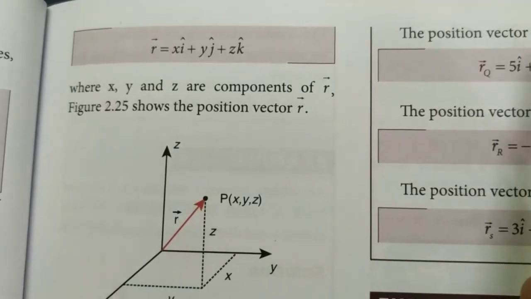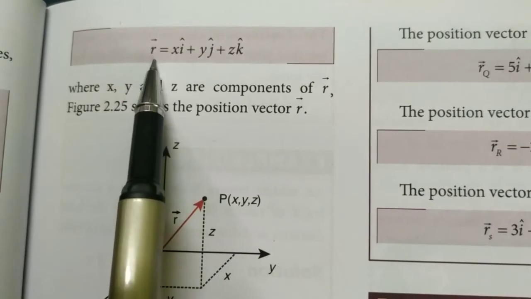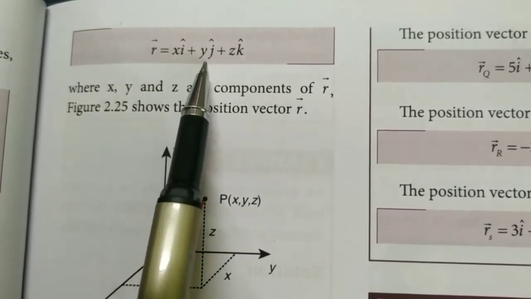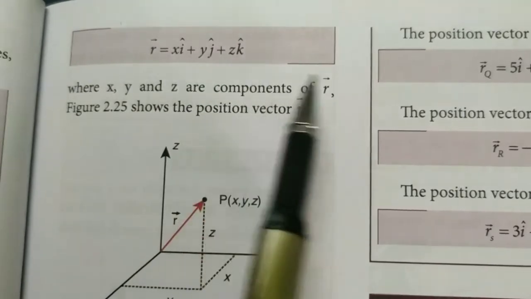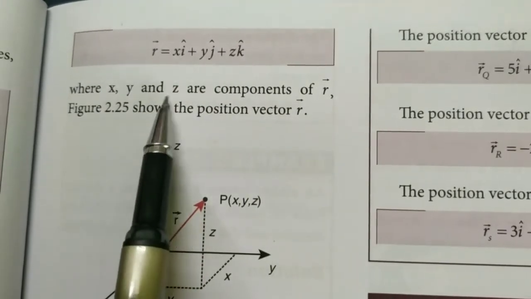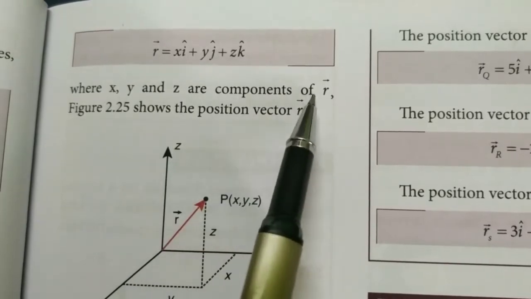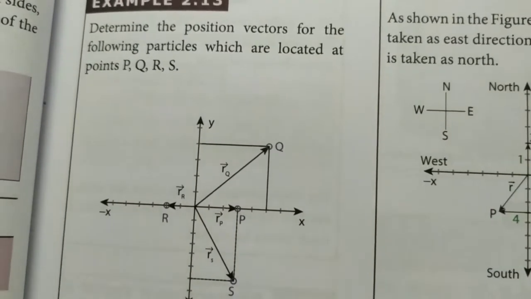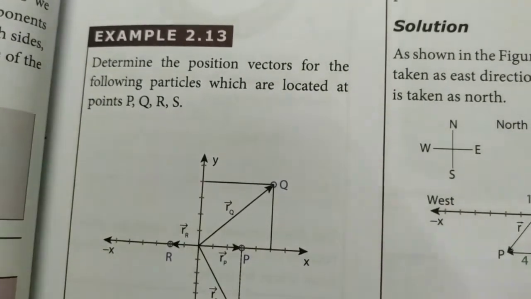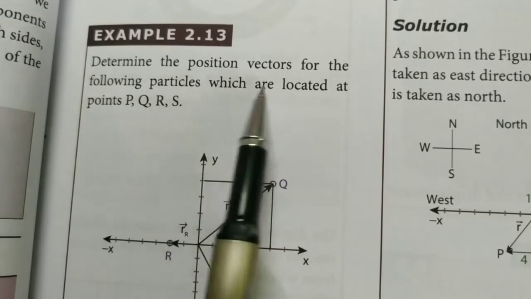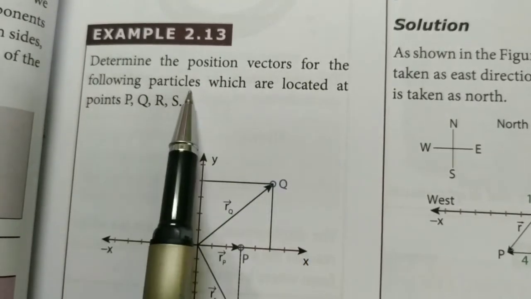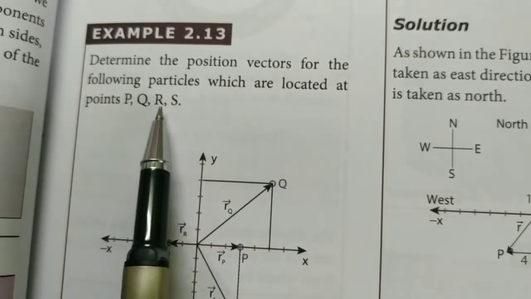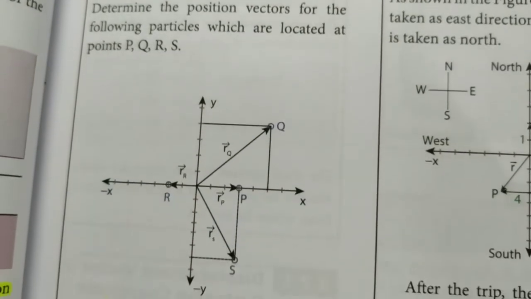So we can write the position vector of a particle as vector r is equal to x i cap plus y j cap plus z k cap. Here x, y and z are the components of this r vector. Now let's see one example. Example 2.13. Determine the position vectors for the following particles which are located at points P, Q, R or S. Look at this diagram.